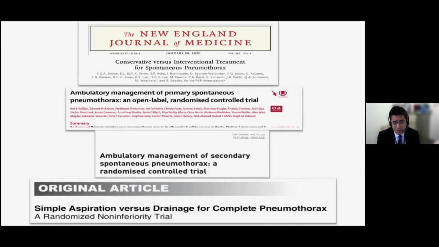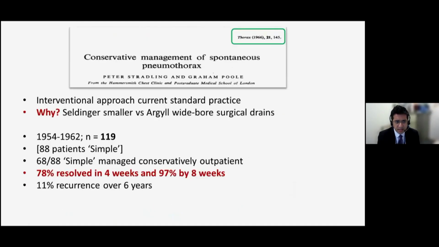There have been 4 main studies in the last decade. There's the Brown paper published in the New England Journal from Australia looking at conservative management of pneumothorax. The RAMP study by Rob Hallifax, which is a British study looking at ambulatory management of primary pneumothorax. Steve Walker's team in Bristol looking at ambulatory management of secondary pneumothorax, then a French study looking at aspiration versus drainage in complete pneumothorax. I'm going to talk a little bit about all of these in the next few slides.